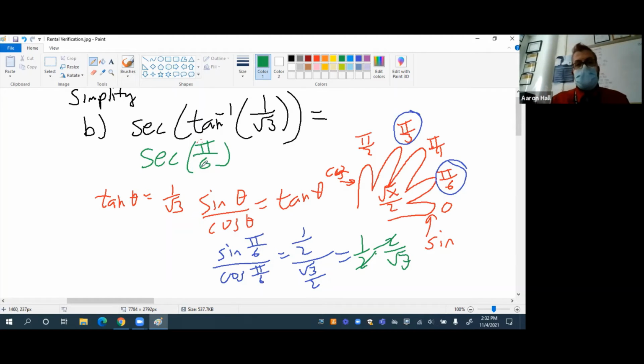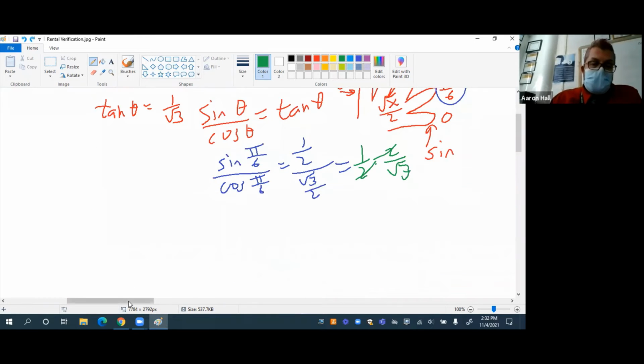I'm a little confused. What are you confused about? So this is tangent, this is inverse tangent, right? Yeah. So wouldn't that mean that it's actually cosine of pi/6 over sine of pi/6? So this is tangent, not cotangent. But isn't cotangent also 1 over tangent? I think you're mixing up tangent and cotangent.